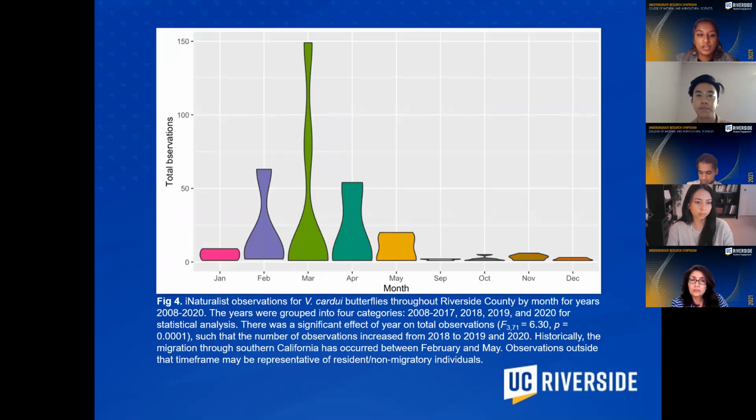Okay, so figure 4 here shows the total painted lady observations broken down by month. We can see that most of the observations were submitted between February and June, which coincides with the migratory season through Southern California. However, out of all of the total observations, only 42% of them were during migratory years. The observations that fall outside that period may represent non-migratory or resident populations.